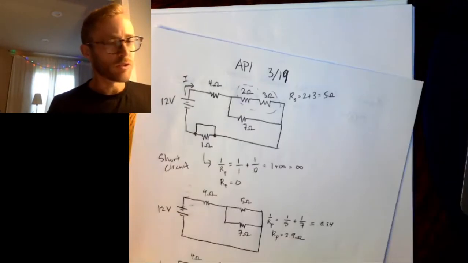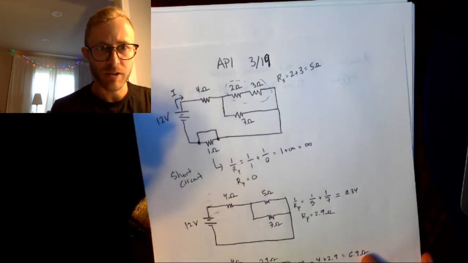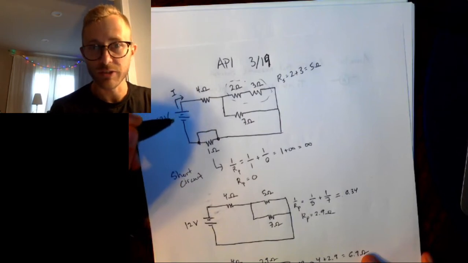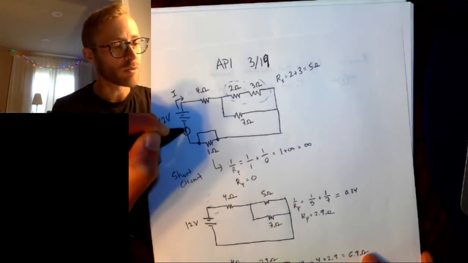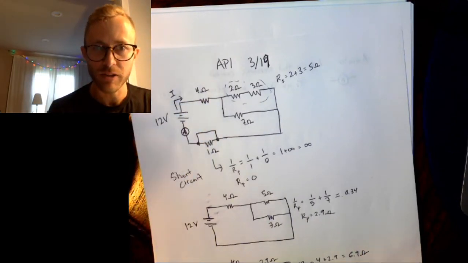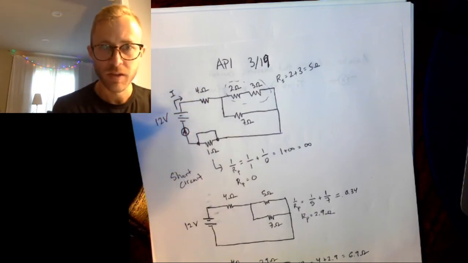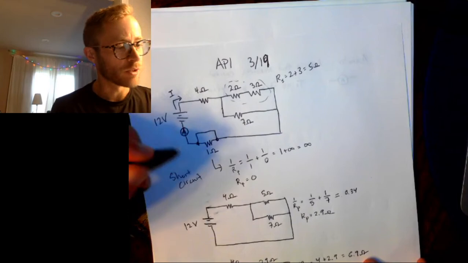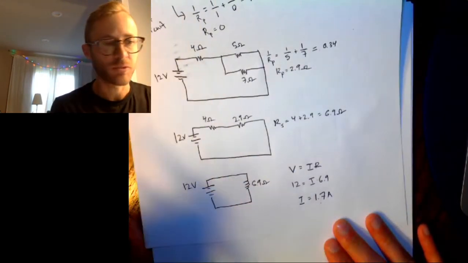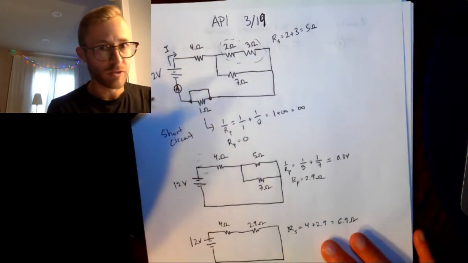Okay, so going back to here, if I take an ammeter and I put it in series with the battery, that's going to tell me what the current flowing through the battery is. So if I put an ammeter right there in series, doesn't matter if it's in front or behind, as long as it's in series, it's going to give us the current. So this ammeter would read 1.7 amps.